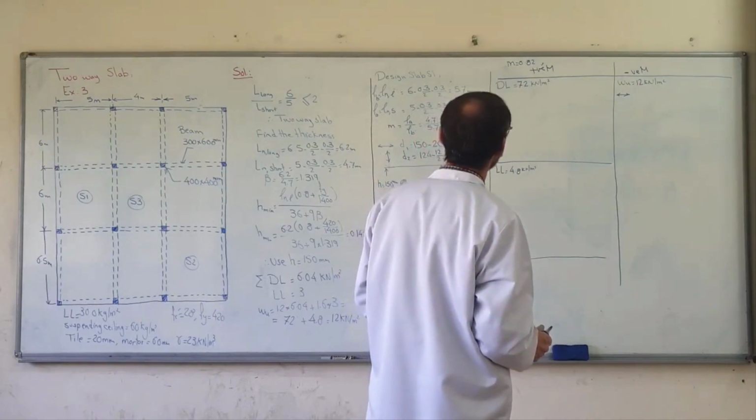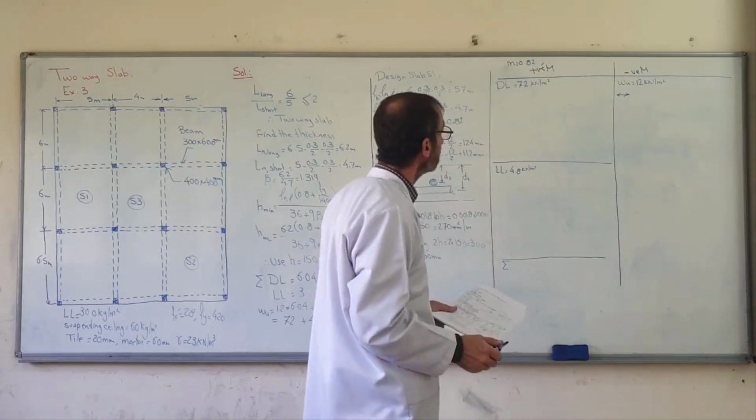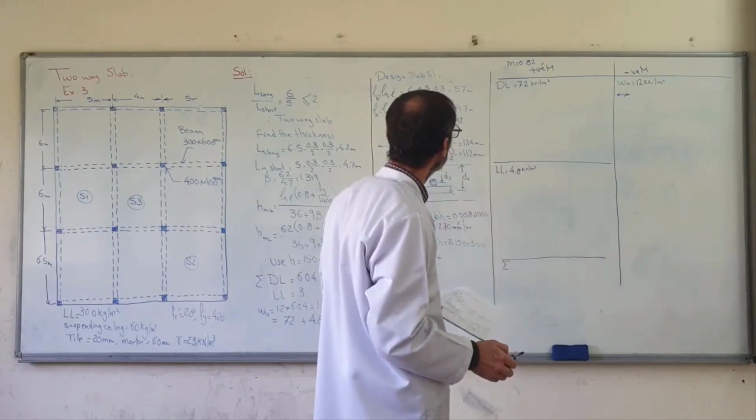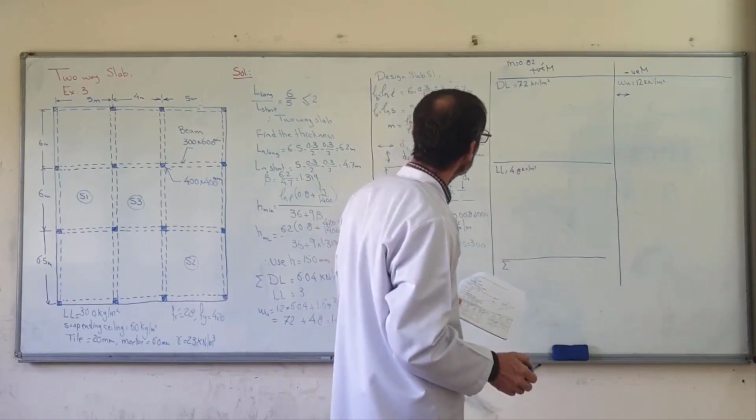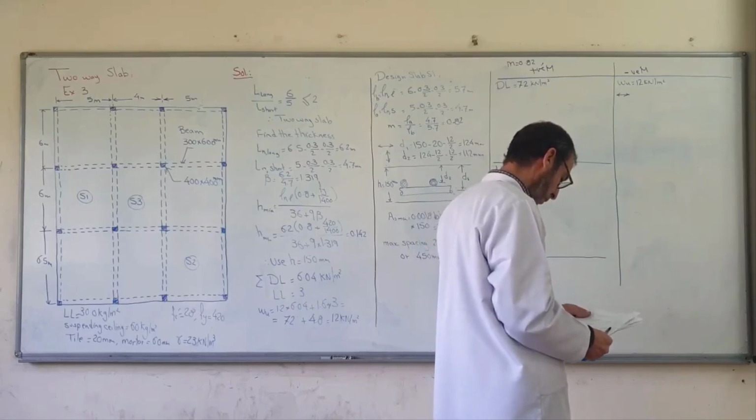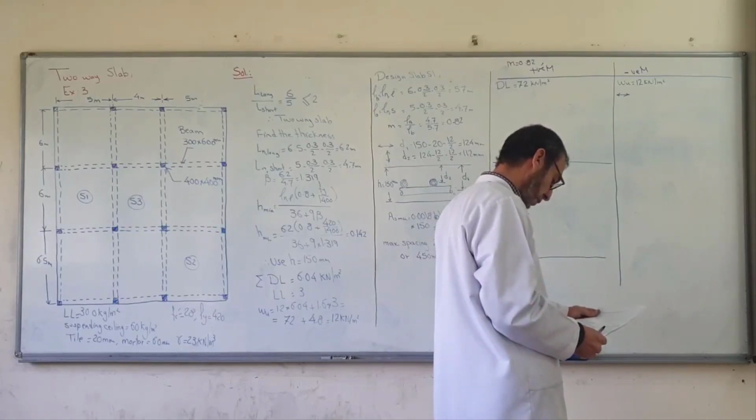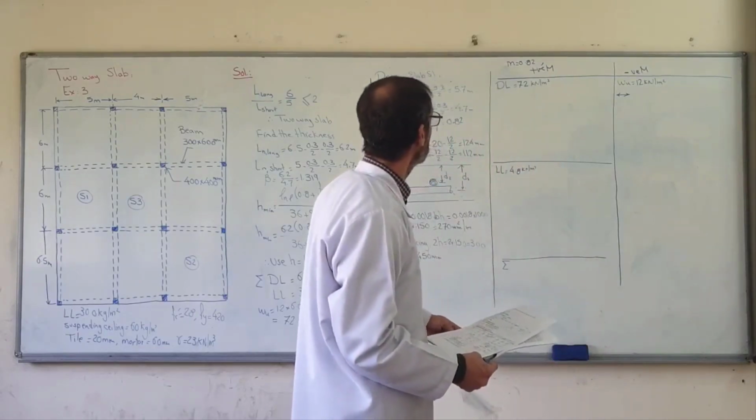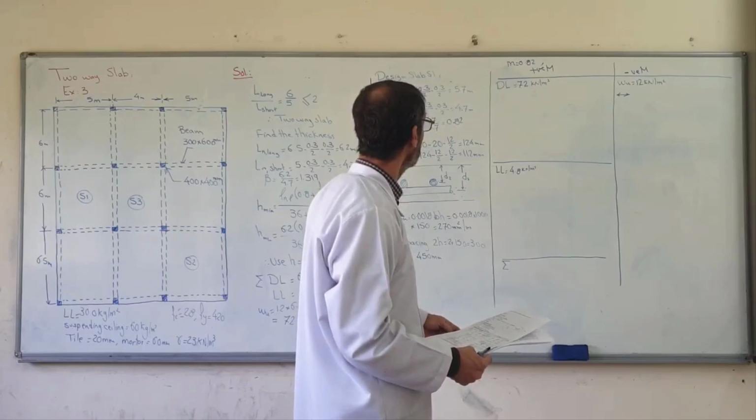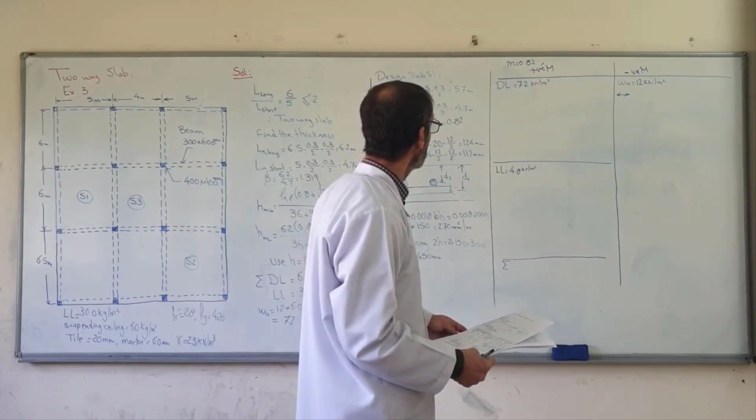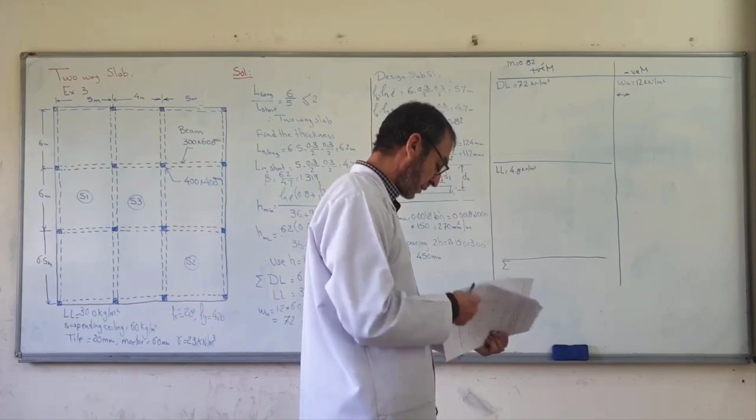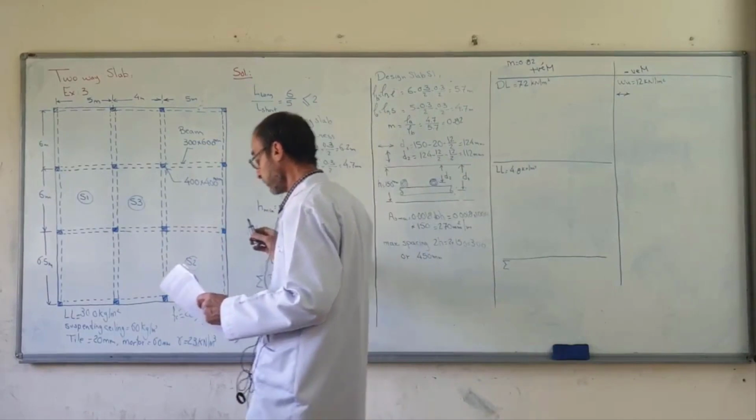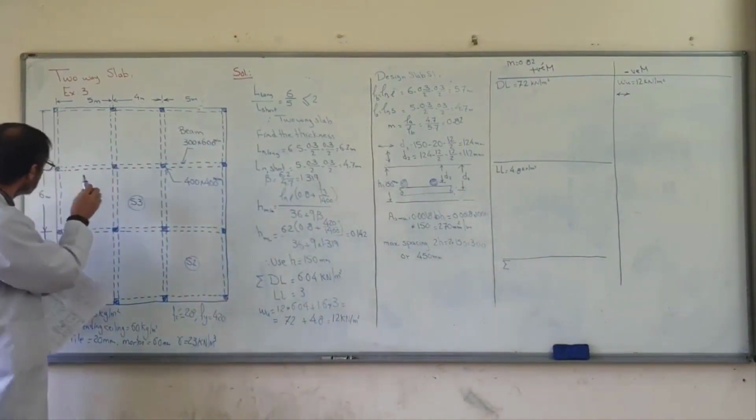The negative moment, 0.2. Okay, let's continue. m is 0.82. In the tables, the case is very important. This is which case? Case of support, continuous.